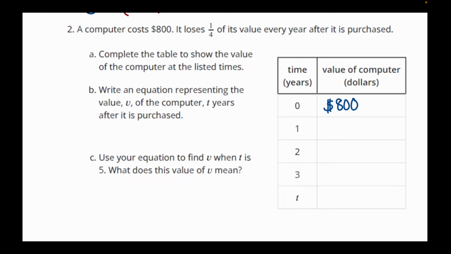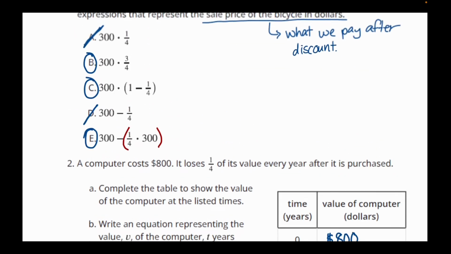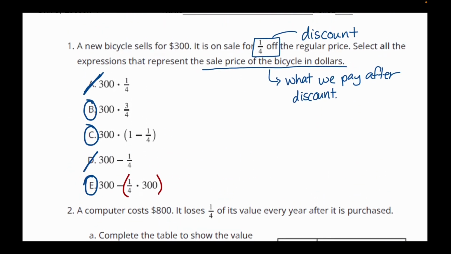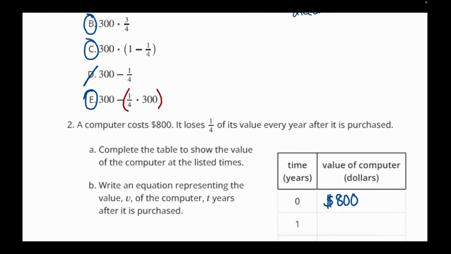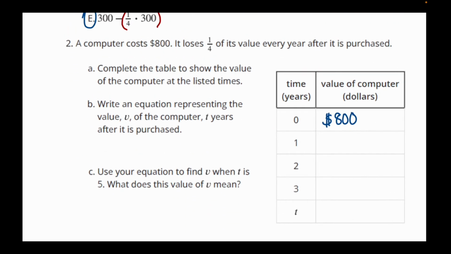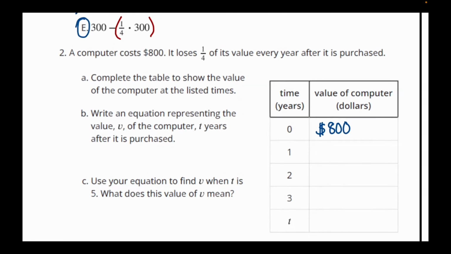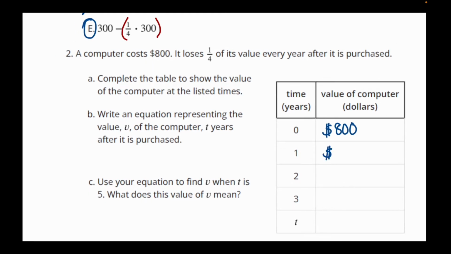So after 1 year, it's going to lose 1/4 of its value. That's the same as multiplying it by 3/4, just like in the question above, how we had 1/4 off of the price. Or you can divide it by 4 and then subtract that from the original amount. So 800, if we cut that into 4 pieces, is $200, which means it's going to lose $200 this time around for its value. So what's left is actually going to be 600.